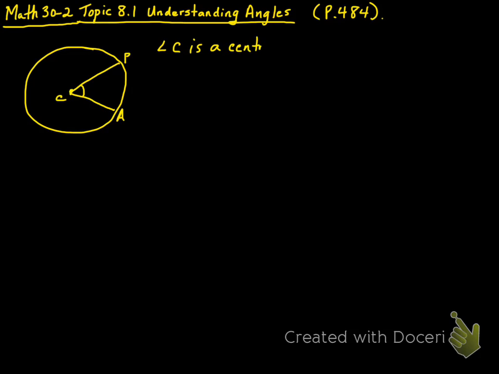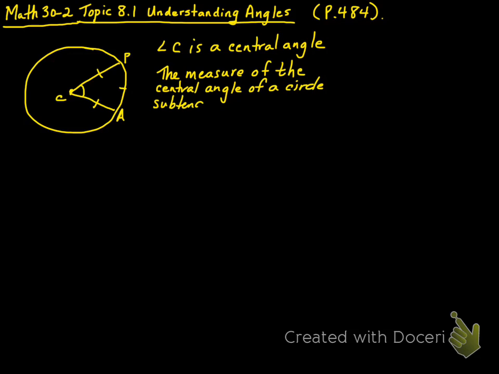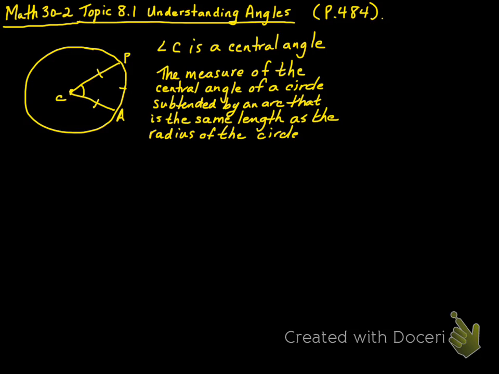Now there's something special about this because the measure of the angle that's formed in this diagram is going to be called 1 radian. The definition is the measure of the central angle of a circle subtended by an arc that is the same length as the radius is called a radian. That angle there, theta, is called 1 radian in size.